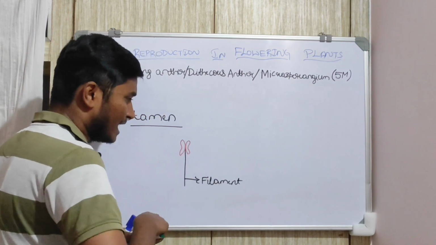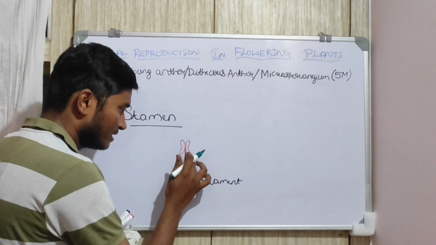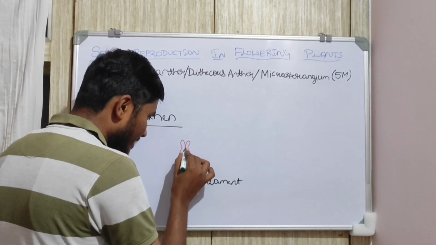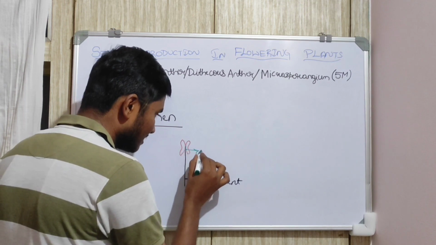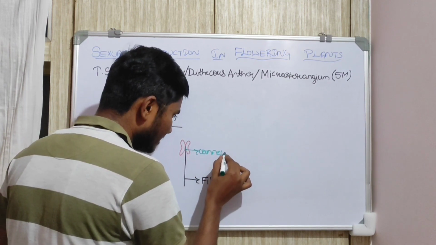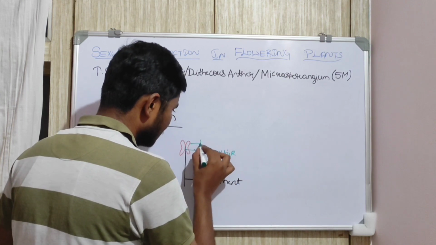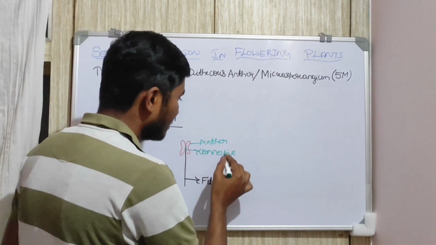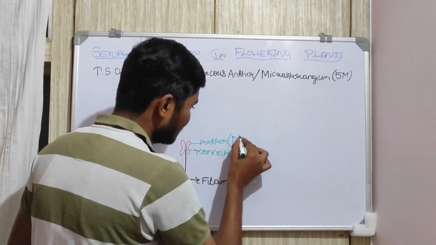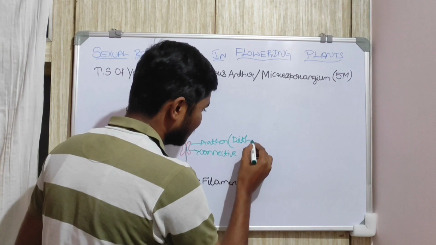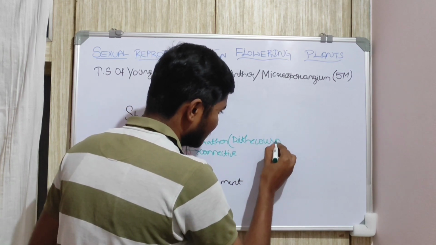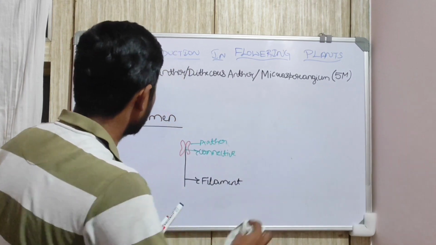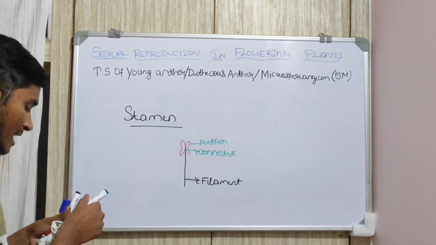The bilobed anther means it consists of 2 lobes. See, you can see here the anther consists of 2 lobes. Each lobe is joined by a tissue called connective. The angiospermic anther is also called dithecous anther. Most important topic, it can be asked for 5 marks, that is TS of young anther.